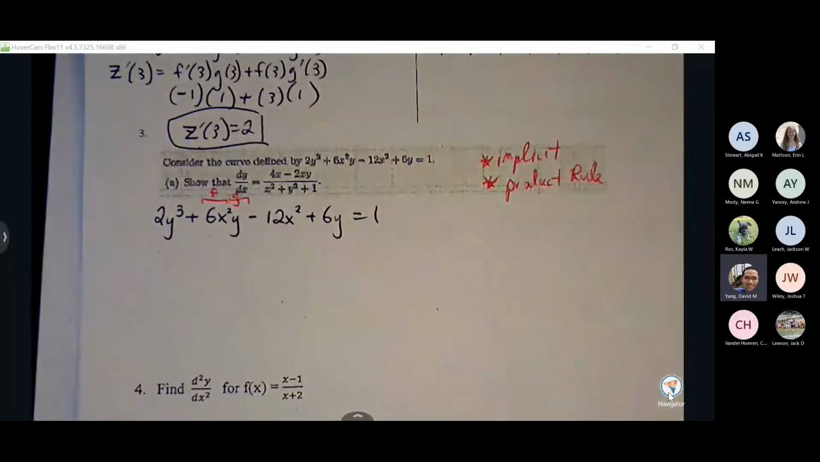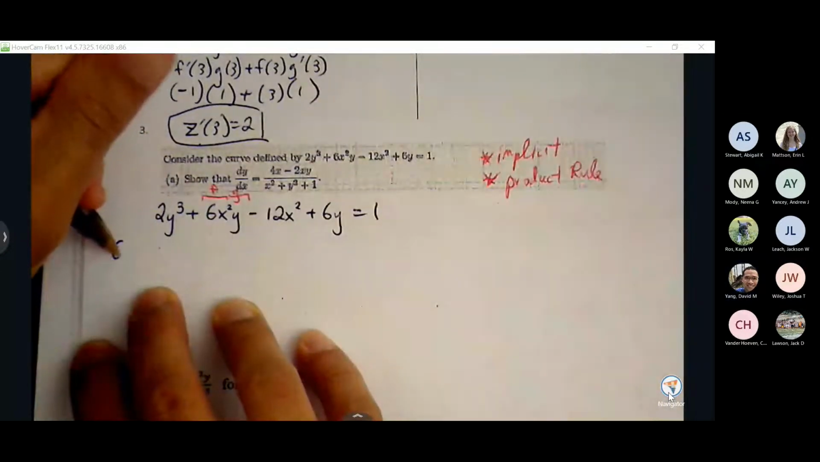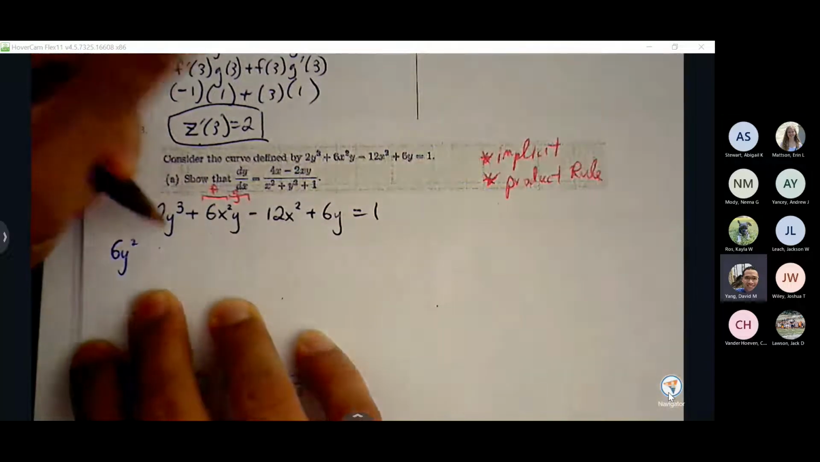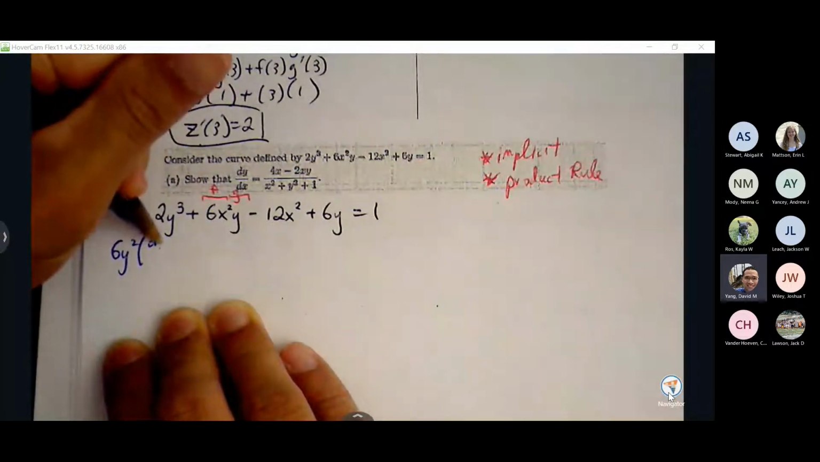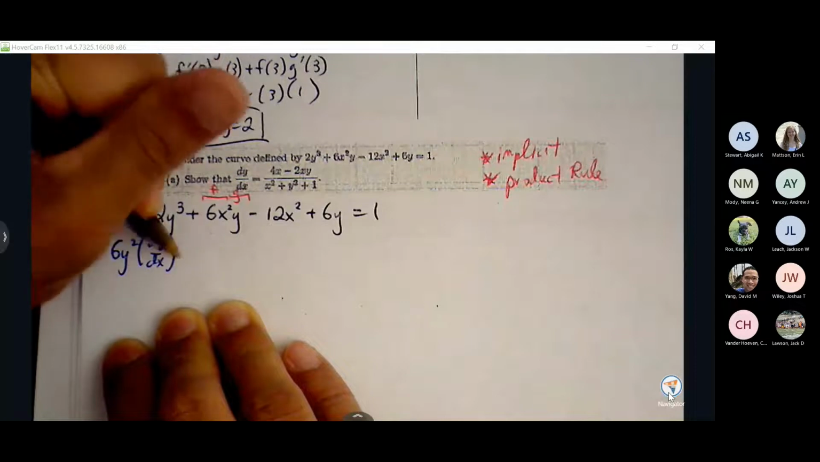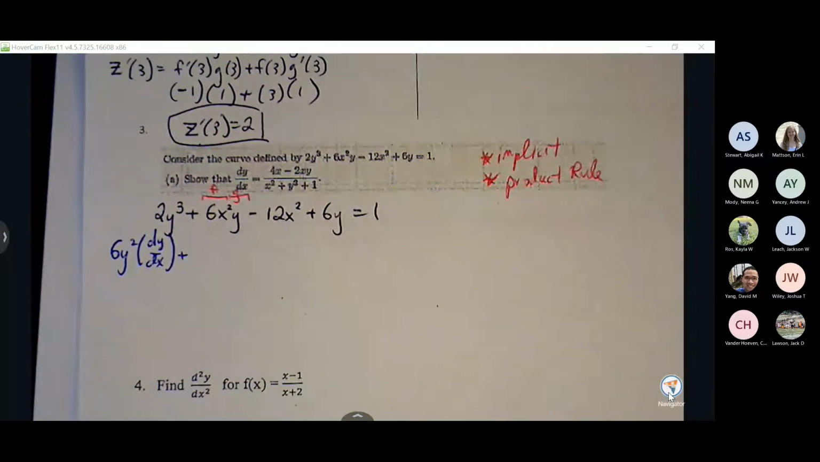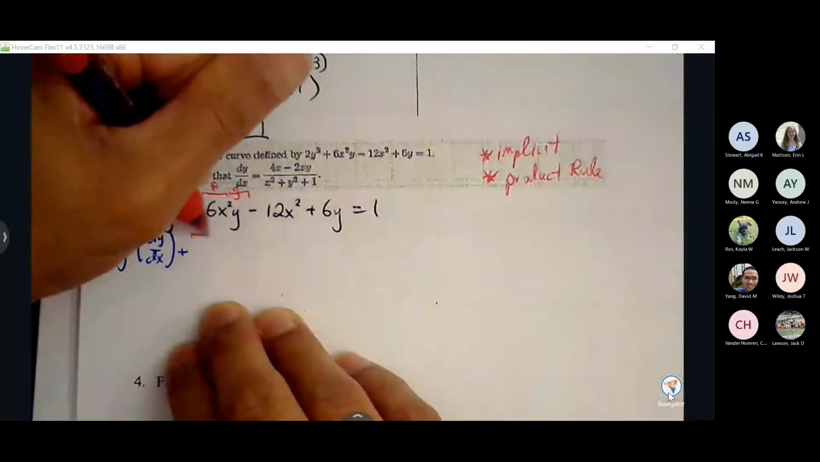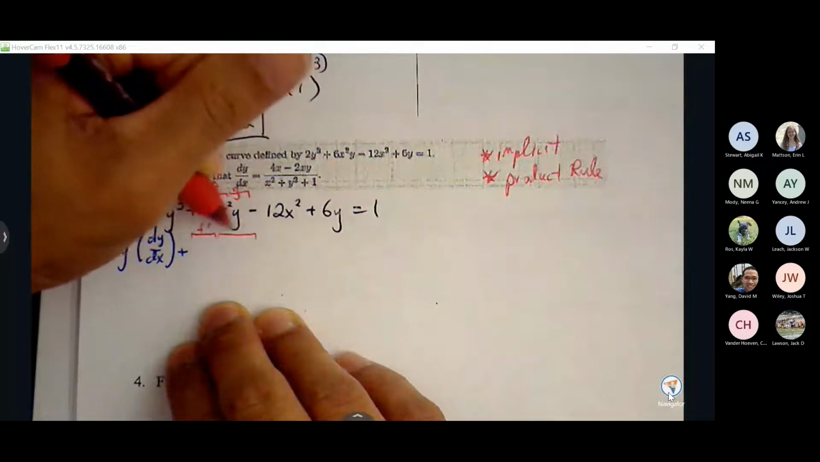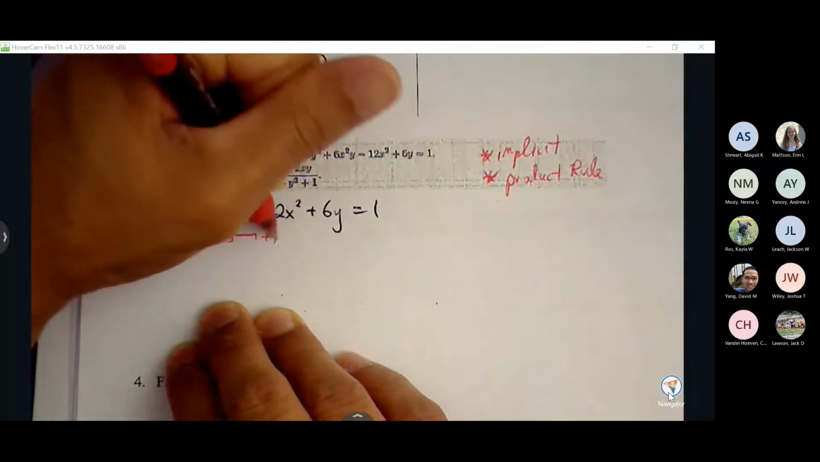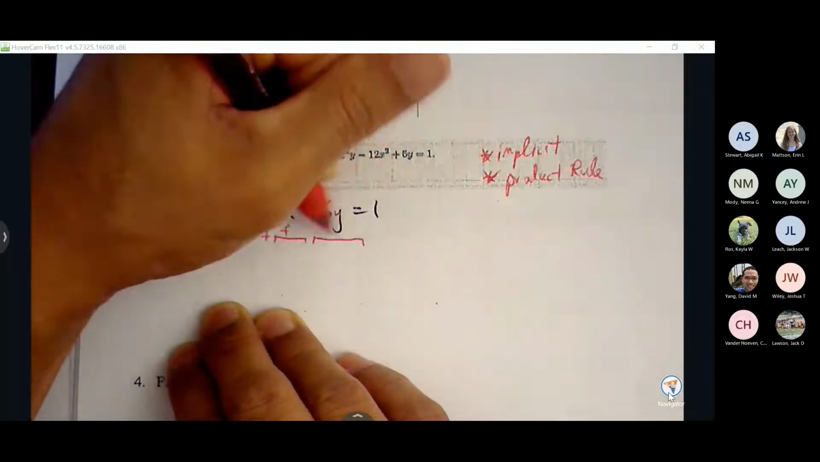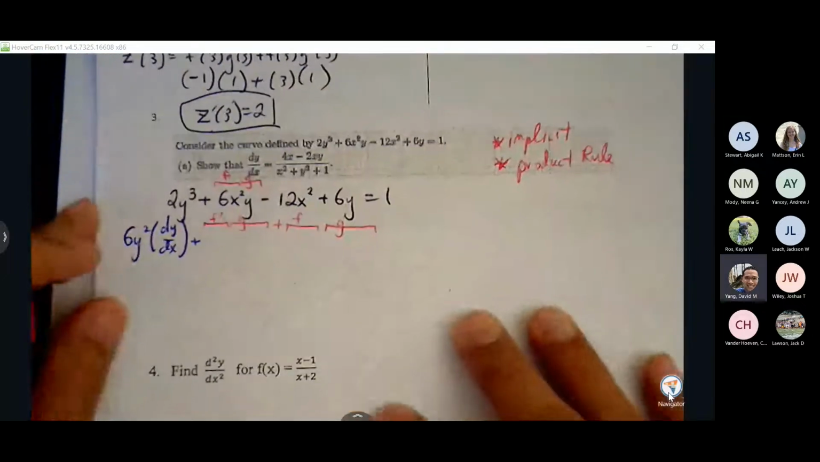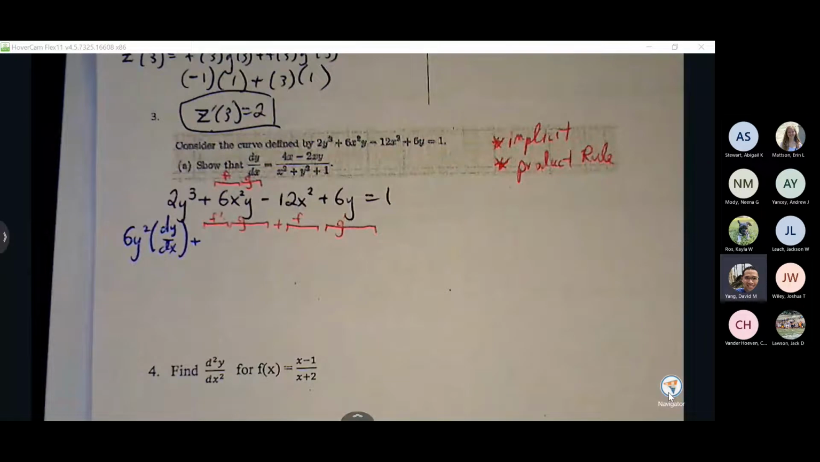So we can start our derivative process. Most of the other terms are just going to be power rule. Okay, so 2y cubed becomes 6y squared. We just took y's derivative, so we need to immediately attach that dy dx. F prime g plus f g prime.